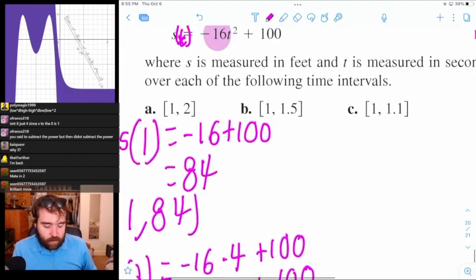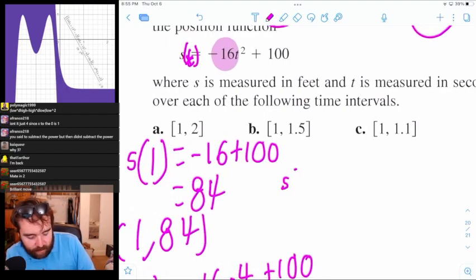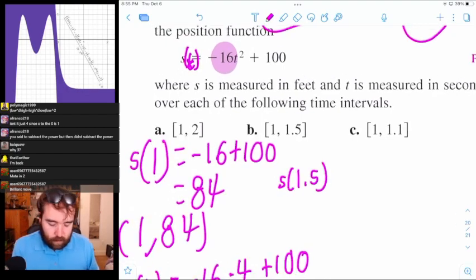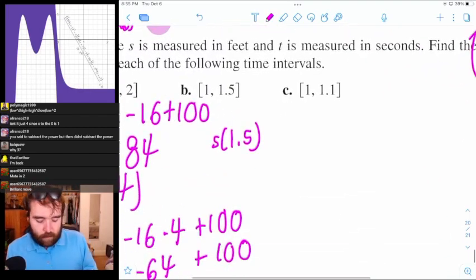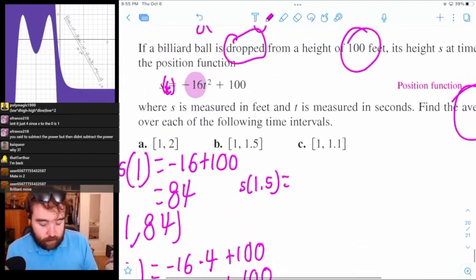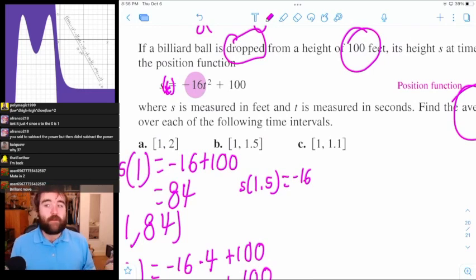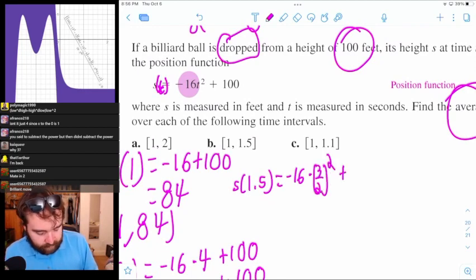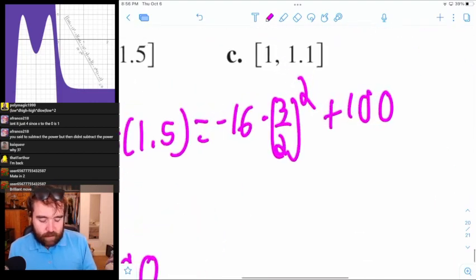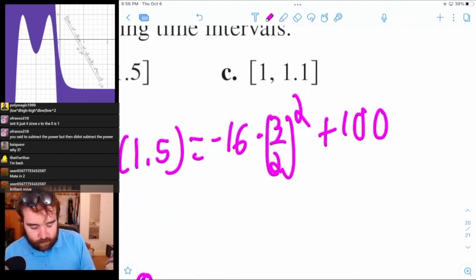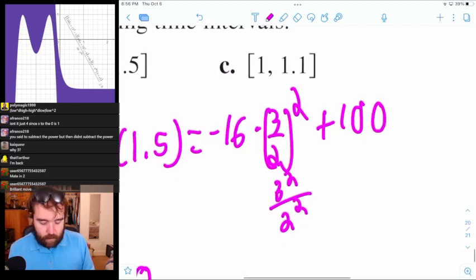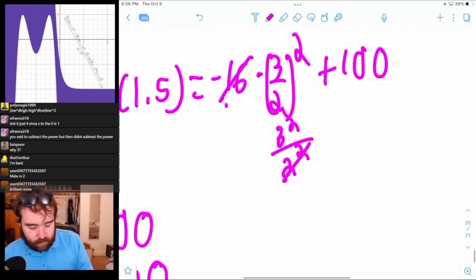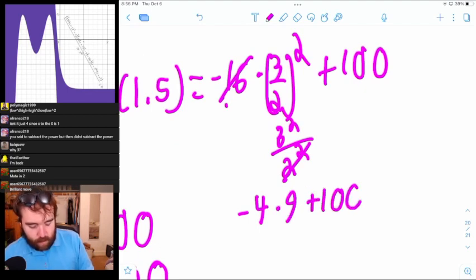Now we're looking from 1 to 1.5. So what is s of 1.5? So they might want us to use a calculator here, but I'm not down for that. So that's why fractions are nicer. So 1.5 is 3 over 2. We should know this. So negative 16 times 3 over 2 squared plus 100. And see how that's way better, because how do you square a fraction? It's 3 squared over 2 squared, which means that this 2 squared can cancel with the 16 to make it negative 4 times 9 plus 100.